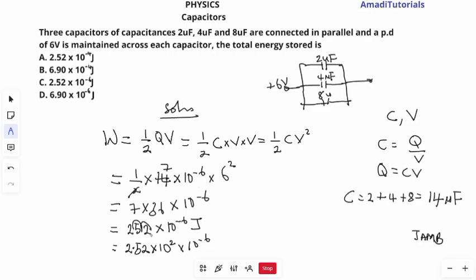So what we mean is, when you move the decimal point towards the left, you increase the positivity of the power of 10 that you multiply with it. So according to the law of indices, 10 raised to the power 2 times 10 raised to the power minus 6 will be 10 raised to the power of minus 4. So your final answer will be 2.52 times 10 raised to the power of minus 4 joules. So our option is option A. So that is how to do this.